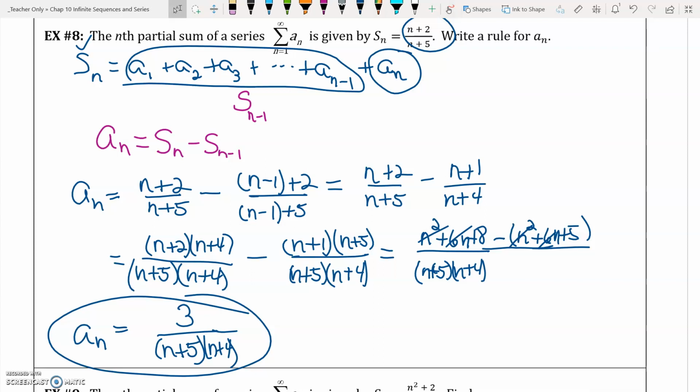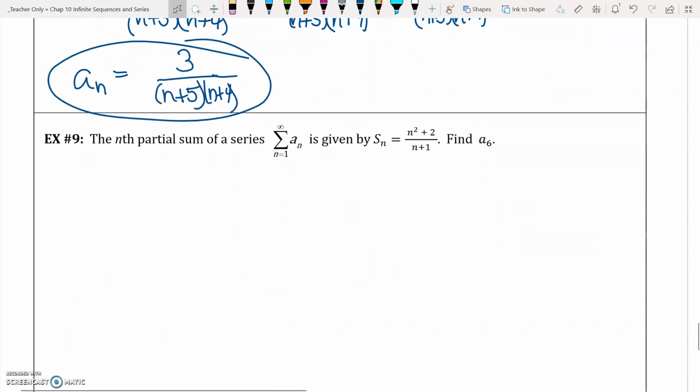So we're going to do the same thing for the final problem of this section. So we have our S sub n for this series is (n squared plus 2) over (n plus 1). And this time, instead of wanting a general term, we want specifically a sub 6. So we're going to get that by taking the 6th partial sum and subtracting from it the 5th partial sum. So we have specific numbers to substitute for n, so we are going to get an actual value for a sub 6. So using that idea that we did in the last one, I'm going to substitute in 6.